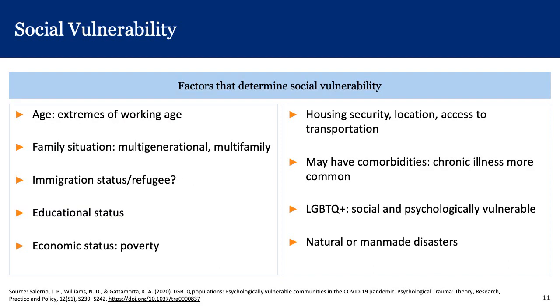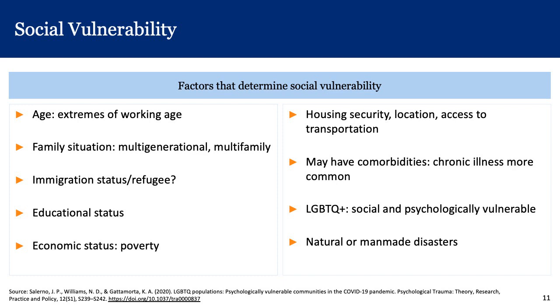Social vulnerability increases human suffering and economic loss, according to the CDC and ATSDR. They have developed the Vulnerability Index using 15 census variables. This helps officials identify vulnerable communities after disasters. And so they look at such factors as age, the family situation, are they immigrants, are they refugees, what the educational status is, their economic status, are they living in poverty? Do they have housing security? What's the location of the house?